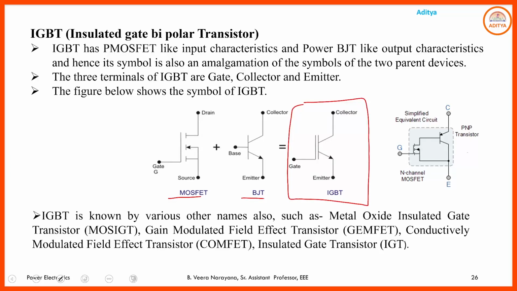Here the three terminals of the IGBT are gate, emitter and collector, and this is the symbolic representation of the IGBT. This IGBT is sometimes also called metal oxide insulated gate transistor (MOSIGT), or gain modulated field effect transistor (GEMFET), or conductively modulated field effect transistor (COMFET), or insulated gate transistor (IGT).